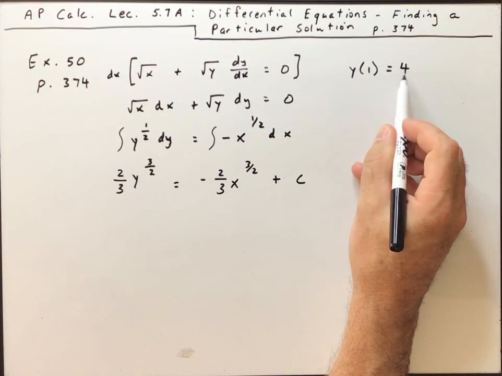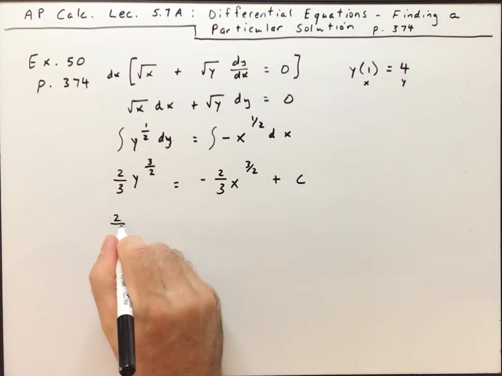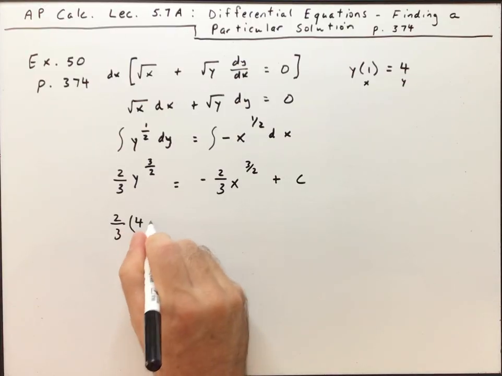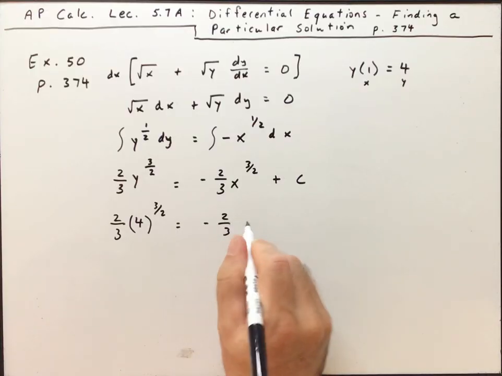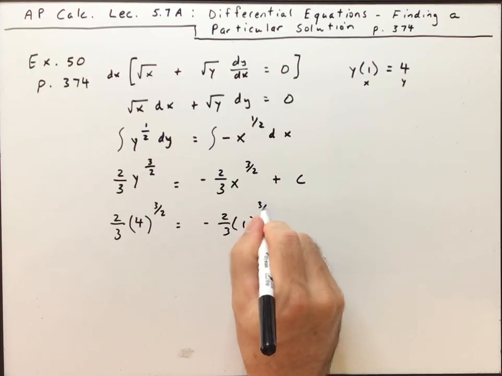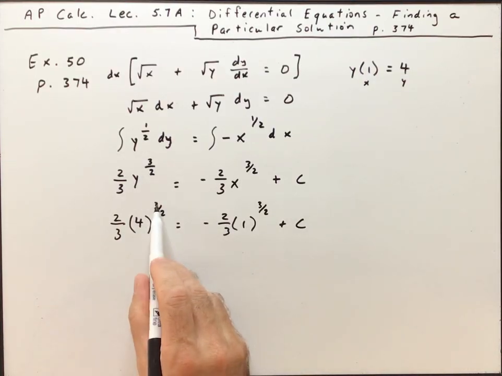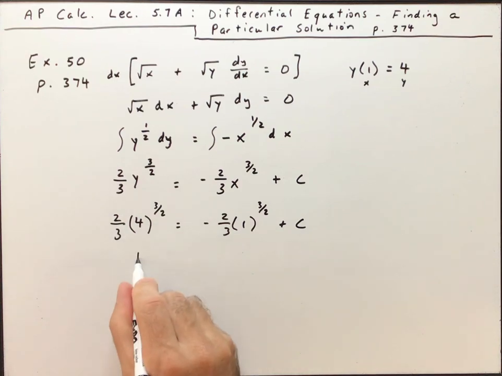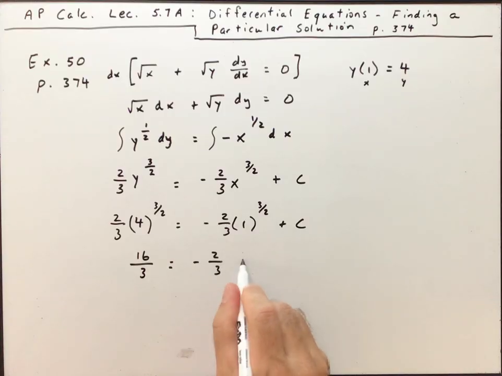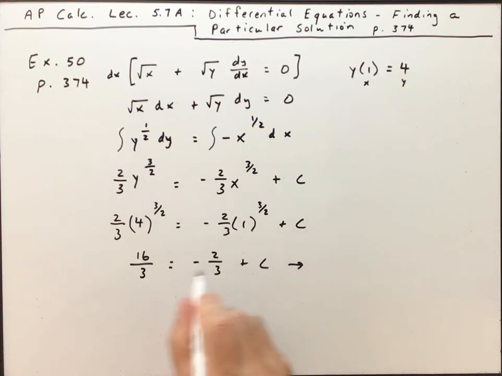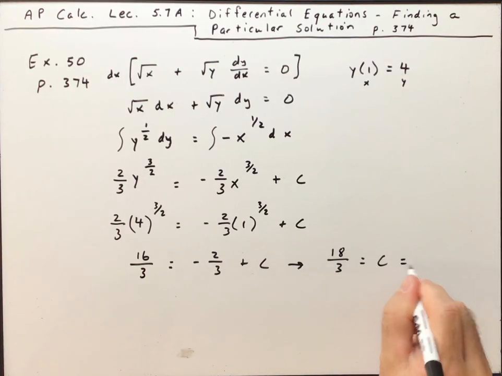We need the particular solution, so let's plug in 1 for x and 4 for y. So we'd have 2/3 times 4 to the 3/2 is equal to negative 2/3 times 1 to the 3/2 plus c. Square root of 4 is 2. 2 cubed is 8. 8 times 2 is 16. So 16/3 is equal to negative 2/3 plus c. So if we add 2/3 to both sides, 18/3 is equal to c, and that's just 6.